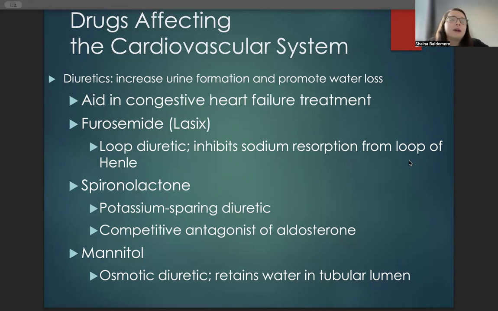Now, if they were to ask you, why are we doing furosemide or spironolactone, that would be a question for the doctor. They're going to explain why they chose one medication over the other, and that could just be professional preference. So keep that in mind as we're going through these. Focus on the medication, what body system it's used for, and what it does.